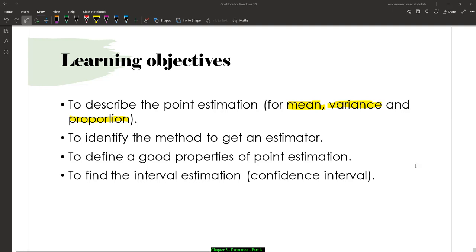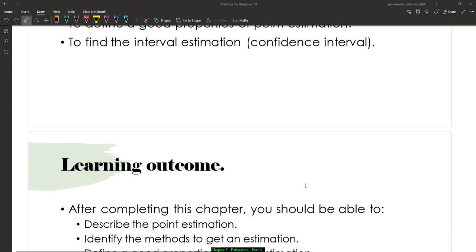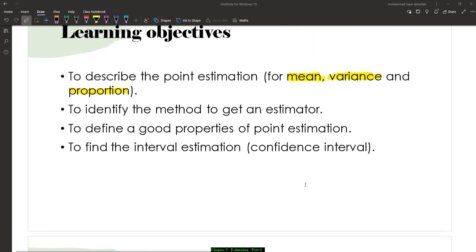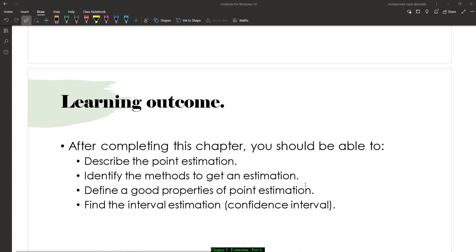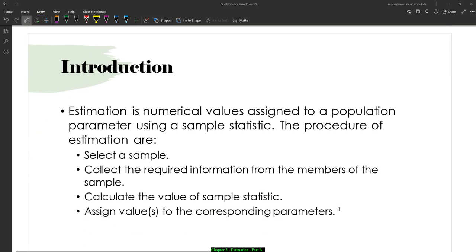We're going to define good properties of point estimation, which are unbiased estimation, sufficiency, minimum variance, and efficiency. Then for chapter number 4, we're going to find interval estimation, which is a confidence interval. So the learning outcome, after completing this chapter, you should be able to describe the point estimation, identify the methods to get an estimation, define the good properties of point estimation, and lastly find the interval estimation. Now let's look at the introduction.